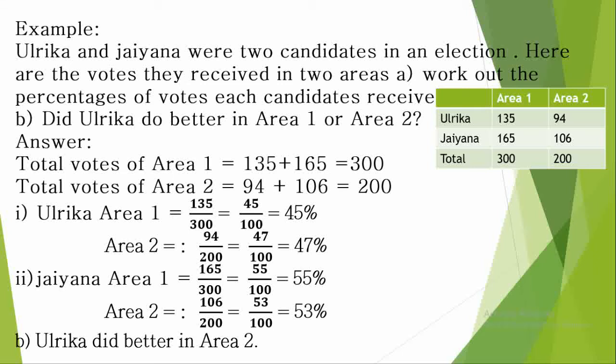Jayana got 165 votes in area 1 and 106 in area 2. So find out the total for area 1 and area 2. So the total for area 1 is 300 and the total of area 2 is 200. Now see the answer. The total votes of area 1 is equal to 135 plus 165 is equal to 300. The votes of area 2 is equal to 94 plus 106, which is 200.